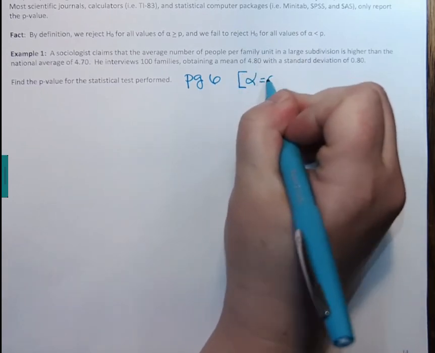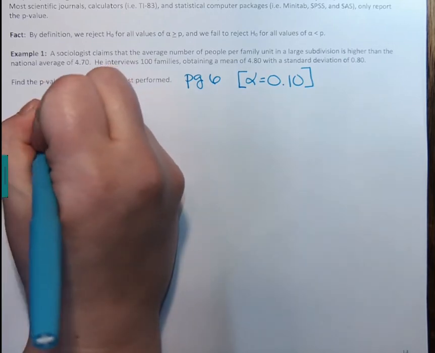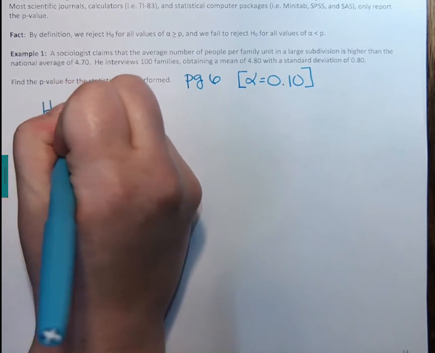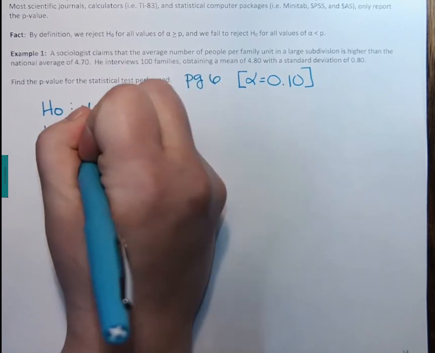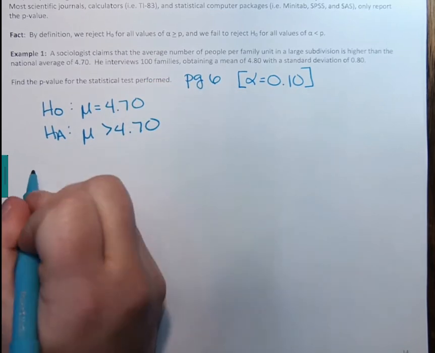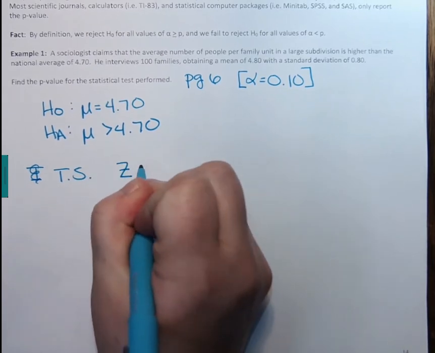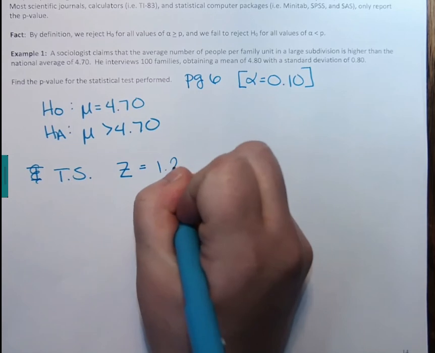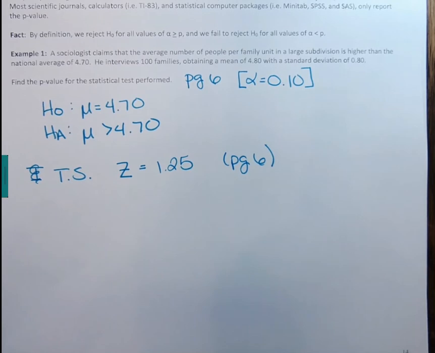We're going to make a comparison between these results and the results we found on page 6. On page 6 we used an alpha of 0.10, so we're going to do the exact same thing here. Our first couple of steps are exactly the same as on page 6. First, we set up our null and alternative hypotheses. Under the null, mu is equal to 4.70, and under the alternative, mu is greater than 4.70. Just like before, we set up our test statistic, and z is equal to 1.25. You can see how we calculated that by looking at the page 6 notes.